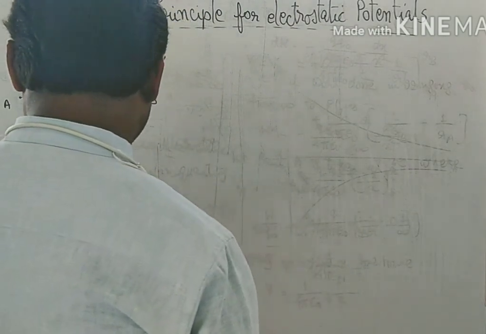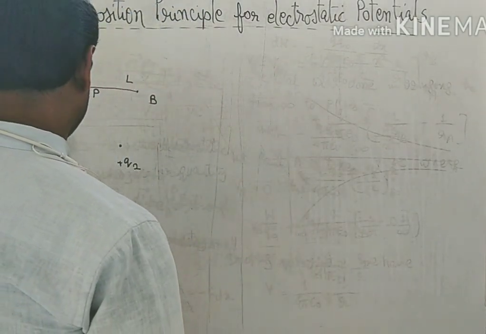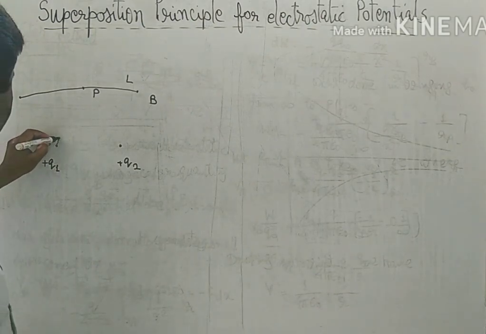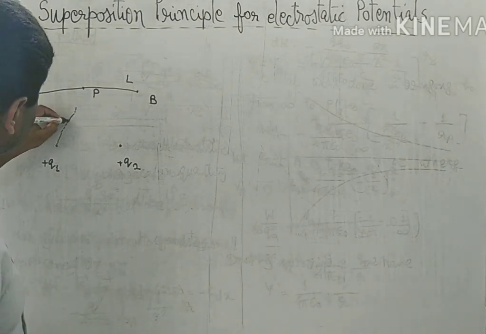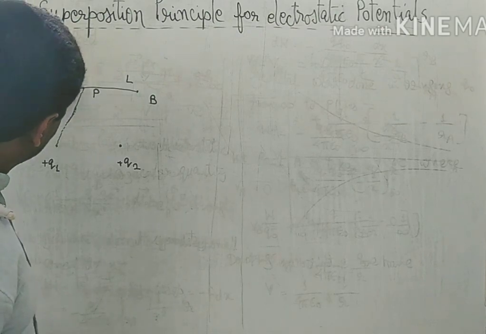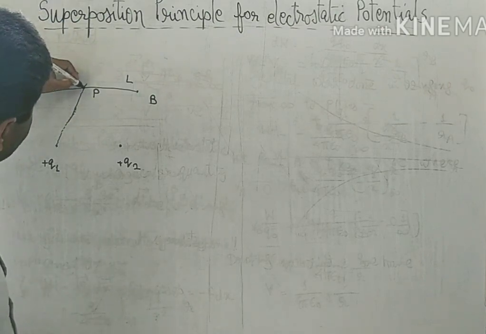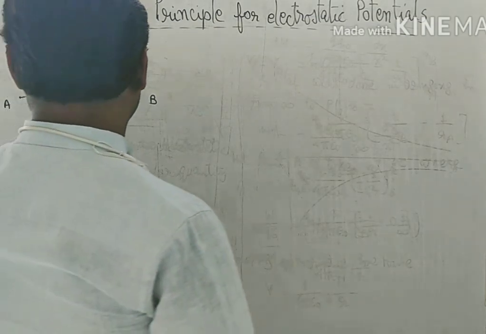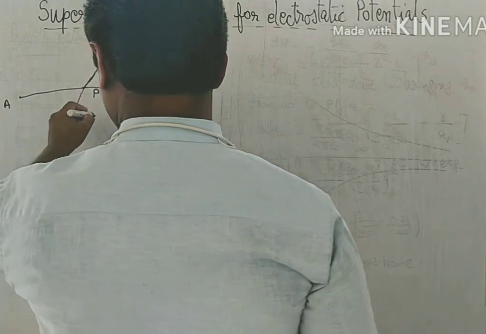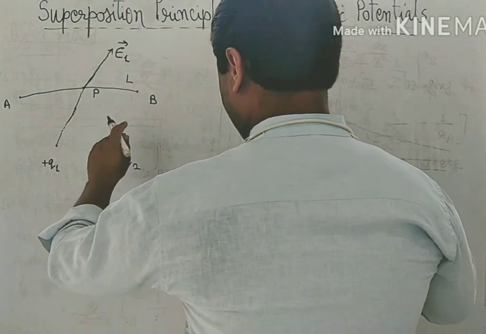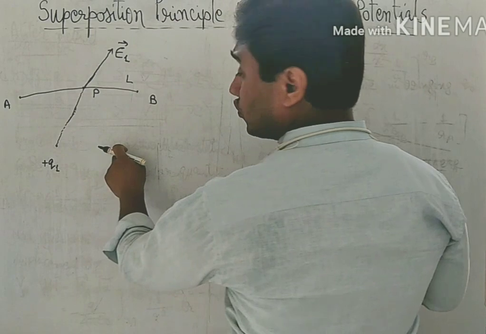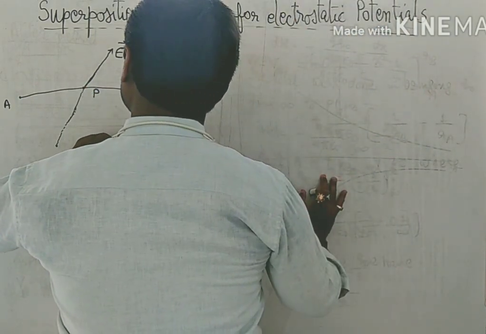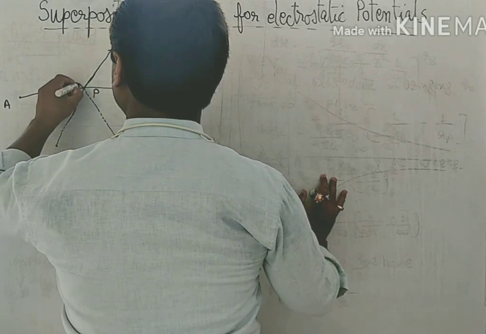So let me first have the electrostatic field intensity due to this positive source charge at P. Here the electrostatic field intensity due to this positive source charge Q1 will be directed along this, and let me just make this vector E1. Now later on, due to this Q2 source charge, the electrostatic field intensity at point P will be directed along this.